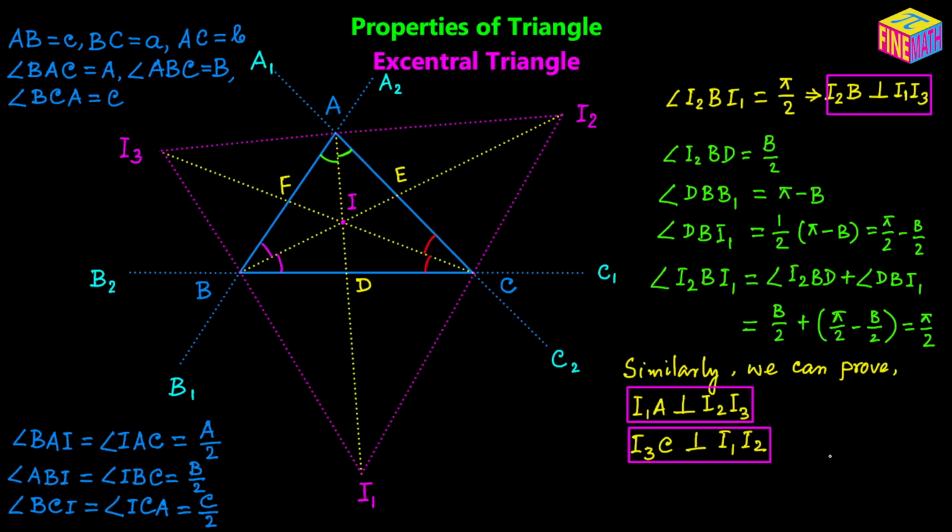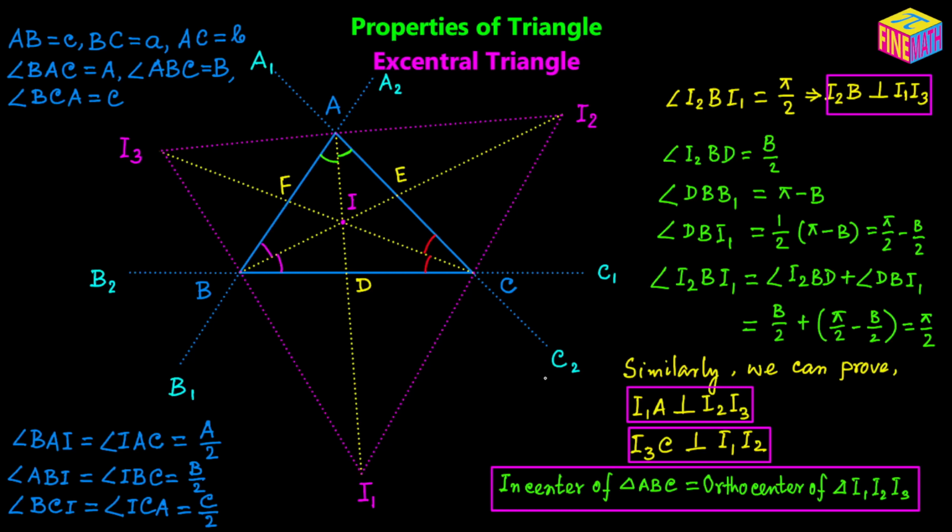This is a very interesting concept. Please look at the diagram again: I sub 1A is perpendicular to I sub 2 I sub 3 side, then I sub 2B is perpendicular to I sub 1 I sub 3 that side, and then I sub 3C is perpendicular to I sub 1 I sub 2 this side. So each of those yellow dotted lines were originally the interior angle bisectors of our original triangle ABC, and now they also look like the altitudes of this excentral triangle because we have proved that they are perpendicular onto the opposite side. So then the incenter of the original triangle is actually the orthocenter of the excentral triangle.